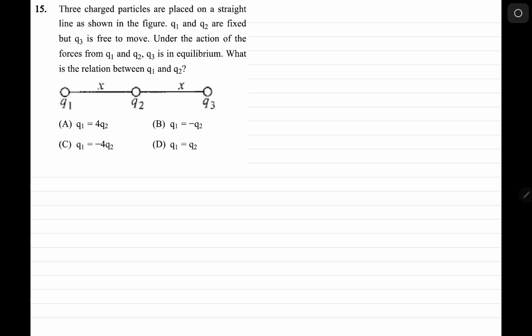Question number 15. Three charged particles are placed on a straight line as shown in the figure. Q1 and Q2 are fixed, Q3 is free to move. Under the action of forces from Q1 and Q2, Q3 is in equilibrium, so the net force on Q3 is 0. It's a straightforward question. The force between Q1 and Q3: F31 is equal to K Q1 Q3 by 4h square, since the distance is 2h. F32 is K Q2 Q3 by h square.